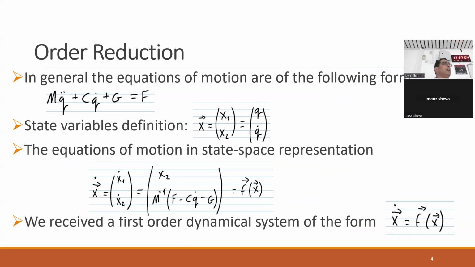And then we are doing order reduction, and we have a state variable and the state space representation with x1 and x2. x1 is q and x2 is q dot. And we get the full dynamic system in the form of x dot equals f of x. And this is the full state space representation of the dynamical system.